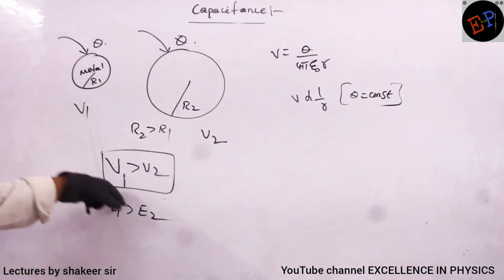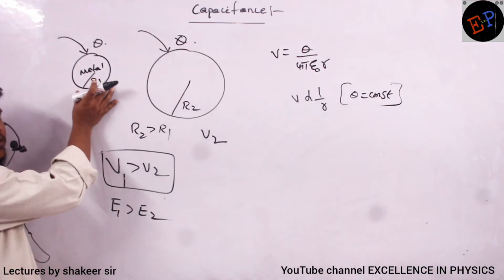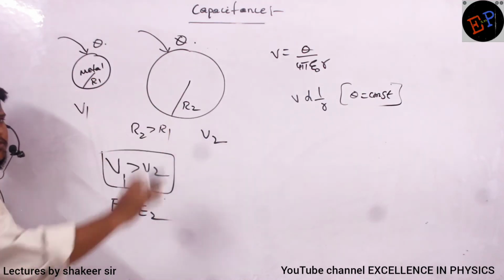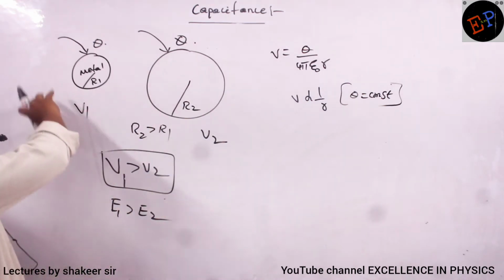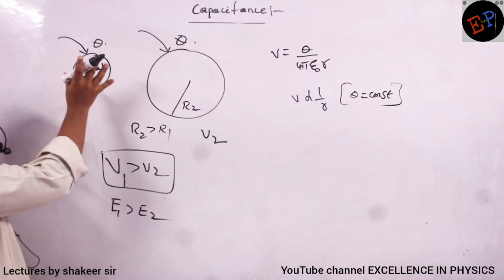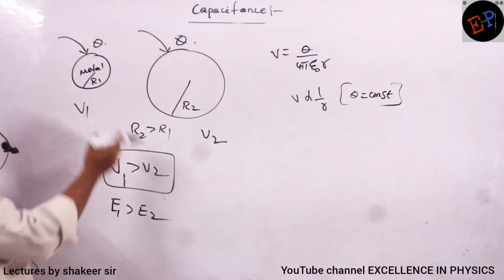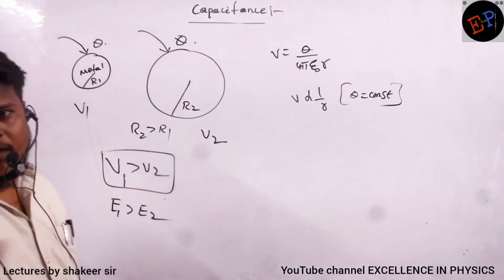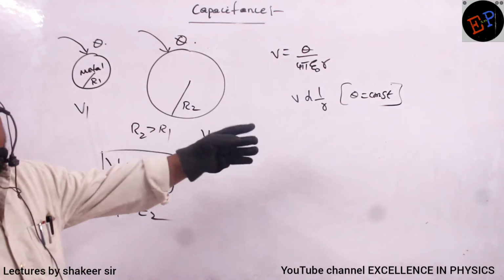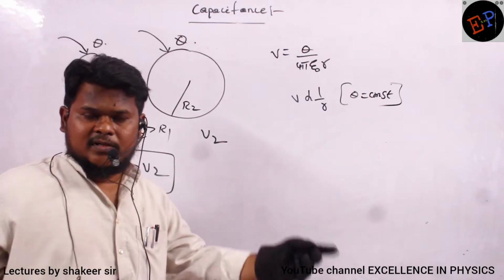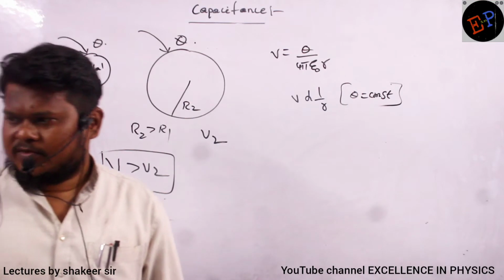If potential increases, field also increases. If the field increases, it means I can store very little charge on this one, and on this one I can store more charge. Are you able to understand? If I add a very small amount of charge, its potential increases by a large value. If potential increases by a large value, field also increases by a large value. So on this small conductor, I cannot store huge charge. But on this one I can store a very huge amount of charge, because the radius is bigger, the potential is less, and the field also will be lesser. That is the reason.